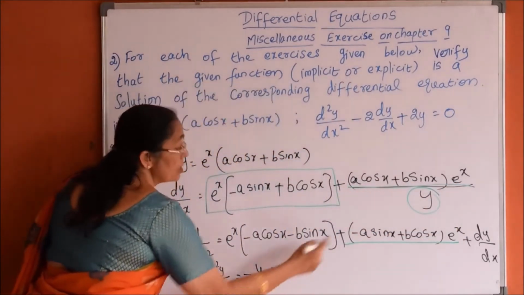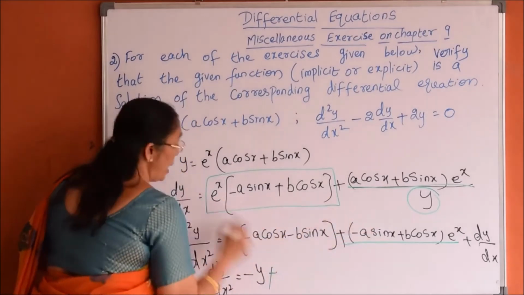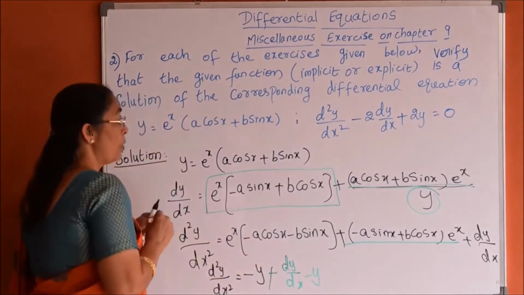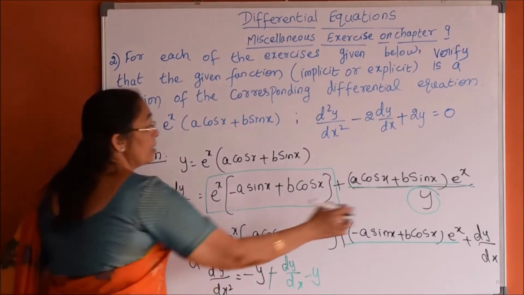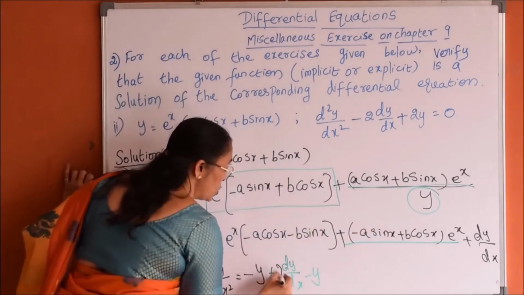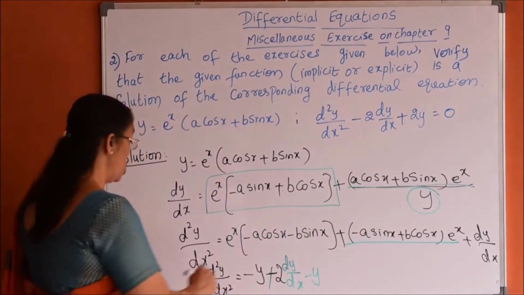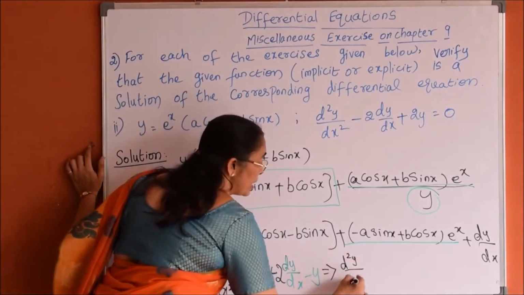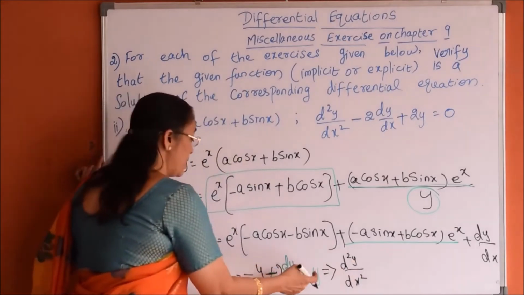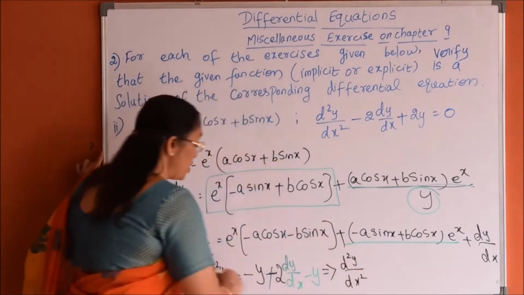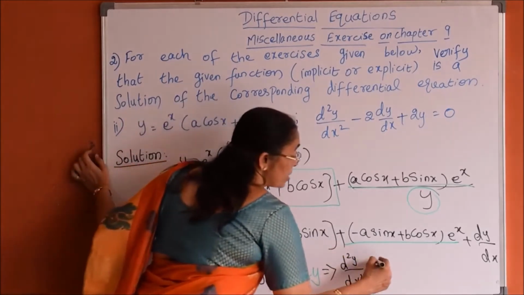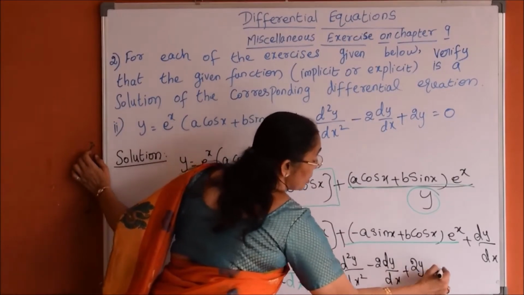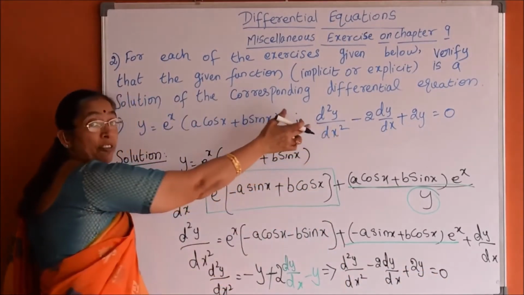So, plus this part is dy by dx minus y. Now, one more dy by dx is there, plus dy by dx. So, together it is 2 times dy by dx. Rearranging the terms, we will get d square y by dx square minus 2 dy by dx plus 2y is equal to 0. That is the given differential equation here.